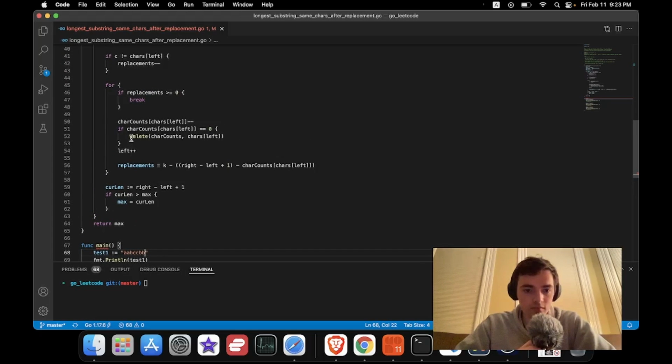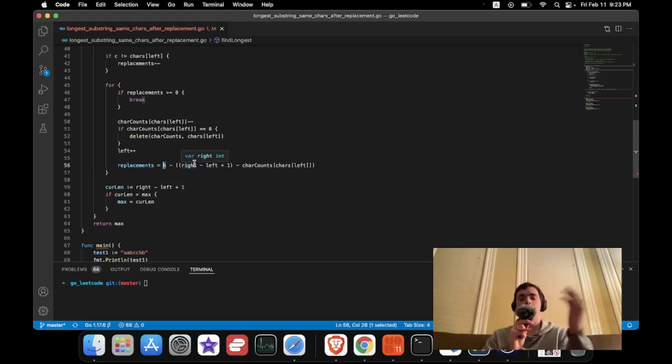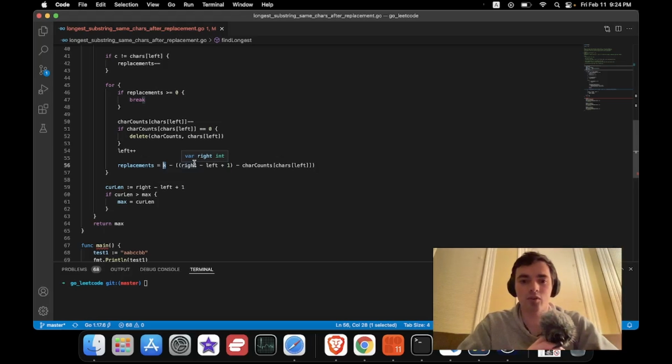So I'm doing that. I'm increasing the left side and then updating replacements as well. So basically, the original amount of replacements I'm given minus the characters that are not the desired one within the current substring once I have updated my substring. So the length of the substring minus the number of characters equal to the one that's on the furthest left side, and then subtract that from your originally allotted replacements, or K.